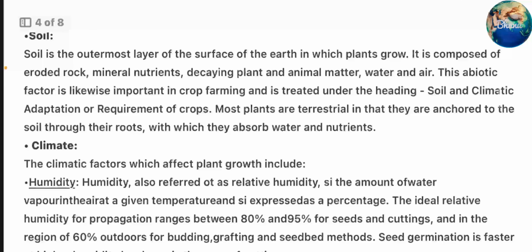Next, soil. Soil is the outermost layer of the surface of the earth in which plants grow. It is composed of eroded rock, mineral nutrients, decaying plant and animal matter, water, and air. This abiotic factor is likewise important in crop farming and is treated under the heading Soil and Climatic Adaptation or Requirement of Crop. Most plants are terrestrial in that they are anchored to the soil through their roots with which they absorb water and nutrients.